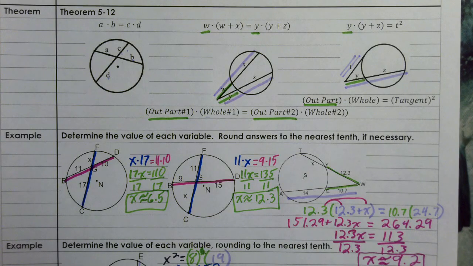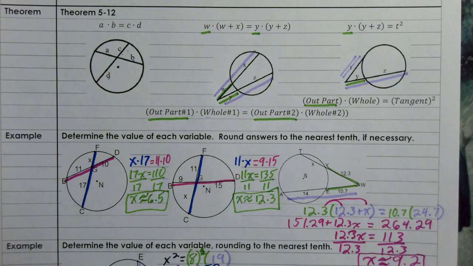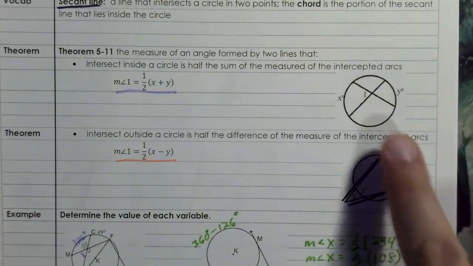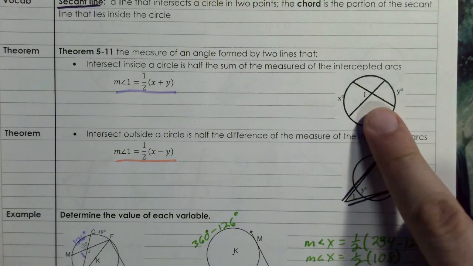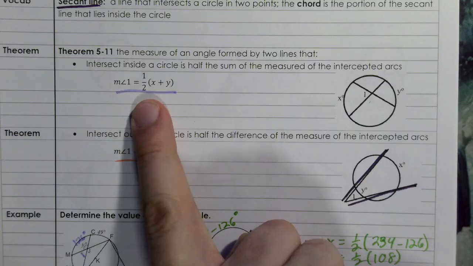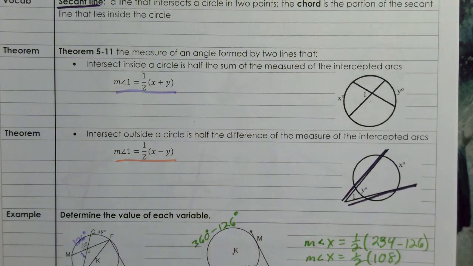That's it for this video. Reminder, these theorems that if you're multiplying parts of segments, you're able to get things equal to each other, as well as this other theorem that if you've got these arcs, you're able to find those measures on the inside. If they're inside, add them together and divide by 2. If their angle is on the outside, subtract them and divide by 2.